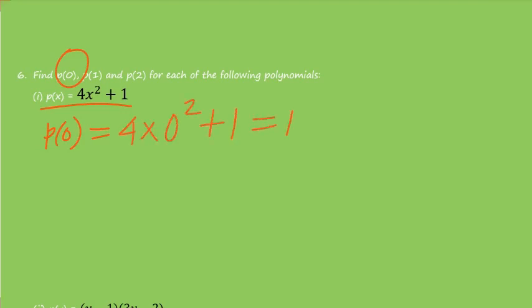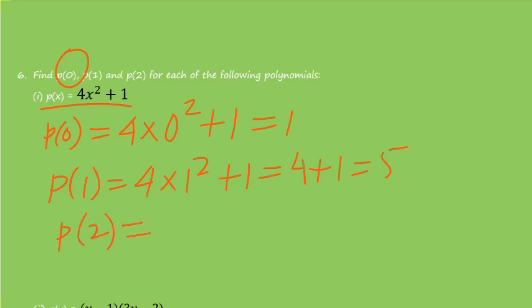That's it. Next, p of 1 you need to find, so you write p of 1 is equal to 4 into 1 square plus 1, which is equal to 4 plus 1 is equal to 5. Then p of 2 also, that is quite easy, right? 4 into 2 square plus 1, and that is equal to 4 4s are 16 plus 1 equal to 17.